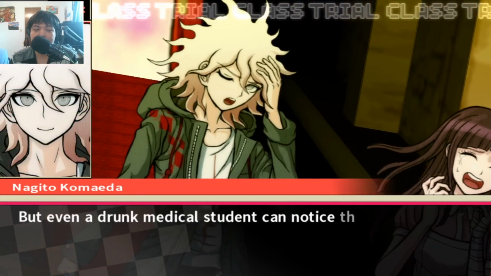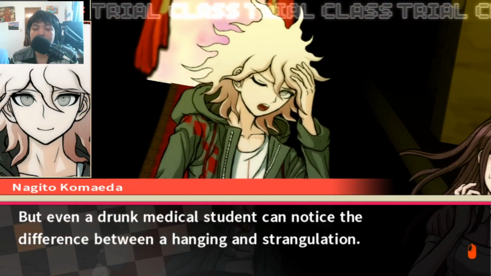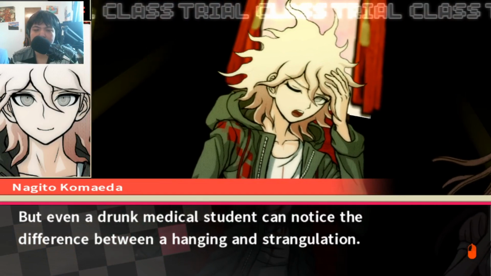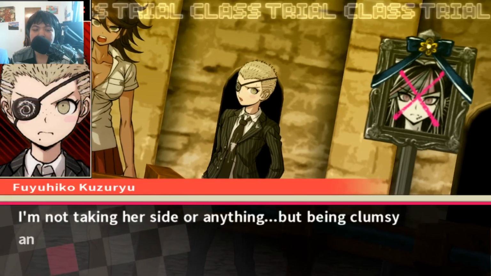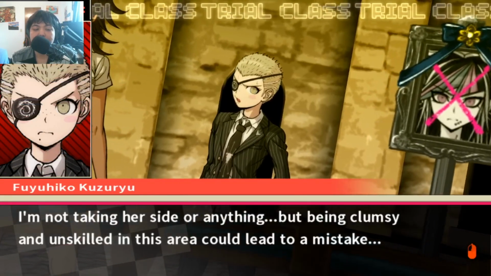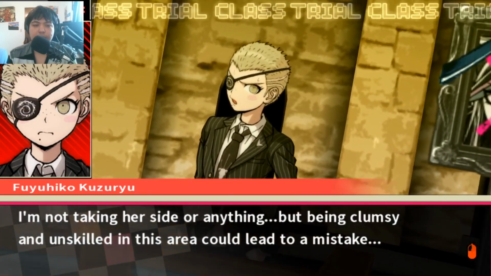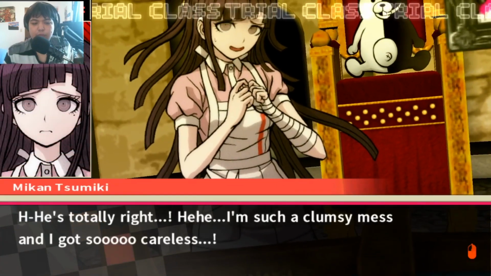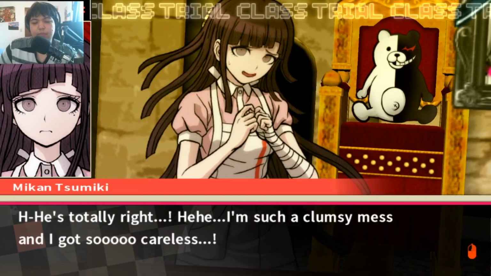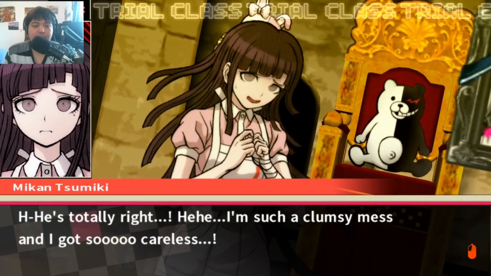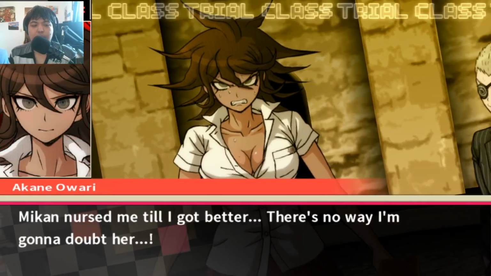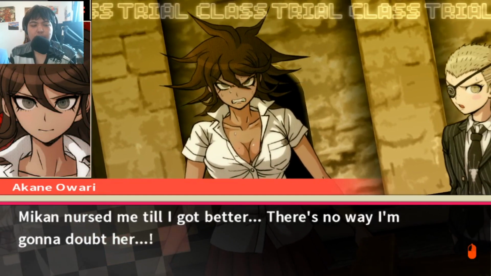Goddamn it. I still want to trust Mikan a lot. But even a drunk medical student can notice the difference between a hanging and strangulation. I'm not taking her side or anything, but being clumsy and unskilled in this area could lead to a mistake. He's totally right. I'm such a clumsy mess, and I got so careless. Mikan nursed me till I got better. There's no way I'm gonna doubt her.